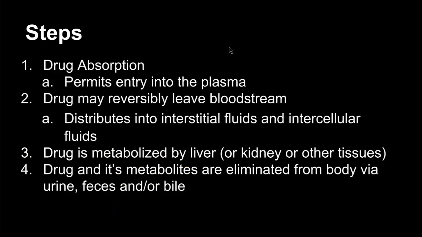So let's just break this thing down. What we talked about, we said that we had drug absorption, which allows drugs to enter into the plasma, and they may reversibly leave the bloodstream. Once we have drugs in the systemic circulation, they can distribute into interstitial or intercellular fluid. Interstitial fluid is just the fluid between cells, and intercellular fluid is the fluid in cells. Then the drug is metabolized by the liver. We talked about that. It can be metabolized by kidneys or other tissues. And eventually, the drug and the byproducts of metabolism are eliminated from the body via urine, feces, or bile.